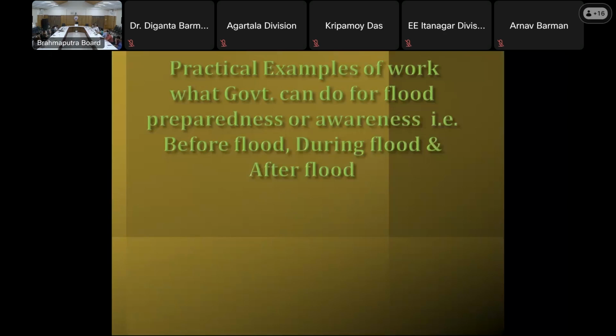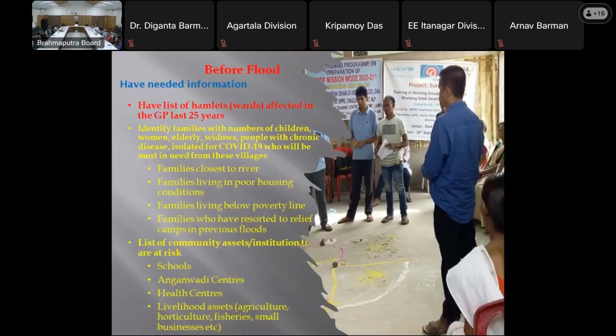Now some practical examples of work that government can do for flood preparedness or awareness. It is before flood, during flood, and after flood. Before flood, this picture shows the needed information. A list of hamlets and wards affected in Gaon Panchayat in the last 25 years. This data has been collected from the internet.